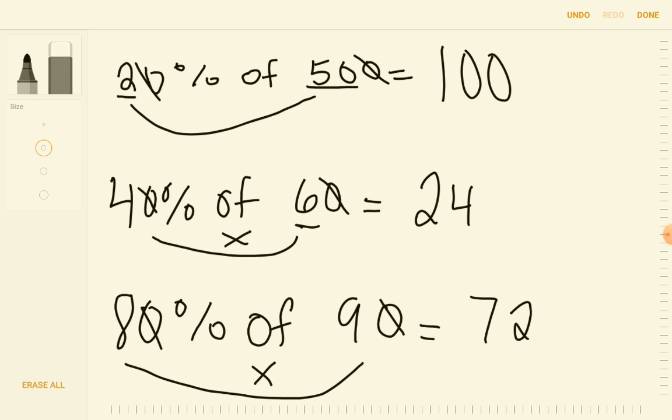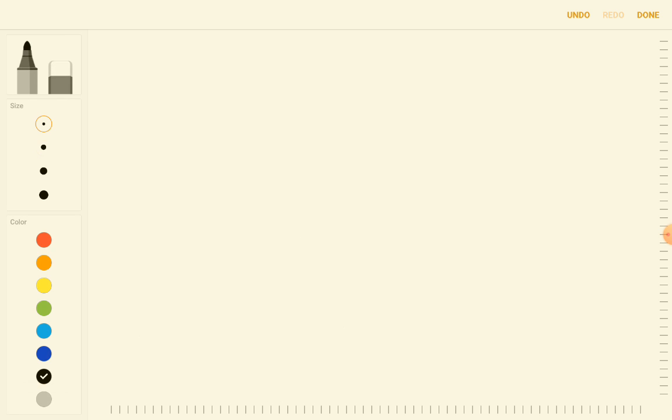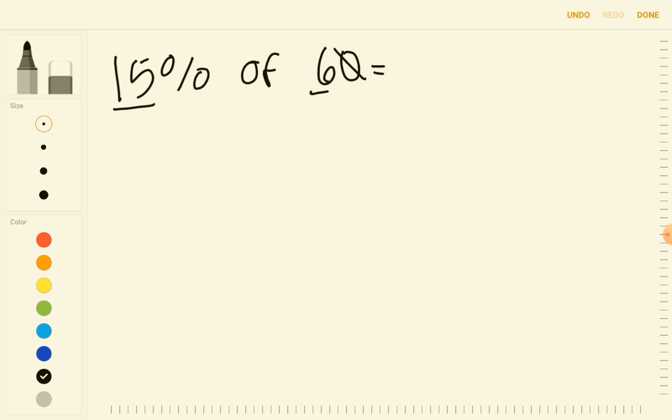So you guys are probably wondering, what if they both don't end in zeros? For this problem, for example, we have 15% of 60. If only one number ends in a 0, then you would just have to move your decimal place one to the left. So we would do 15 times 6 and cancel this 0 out.